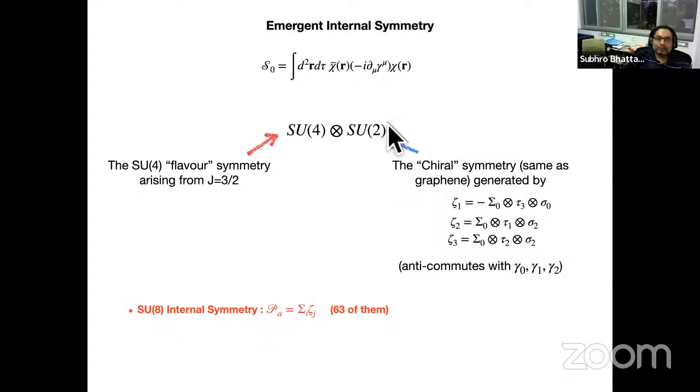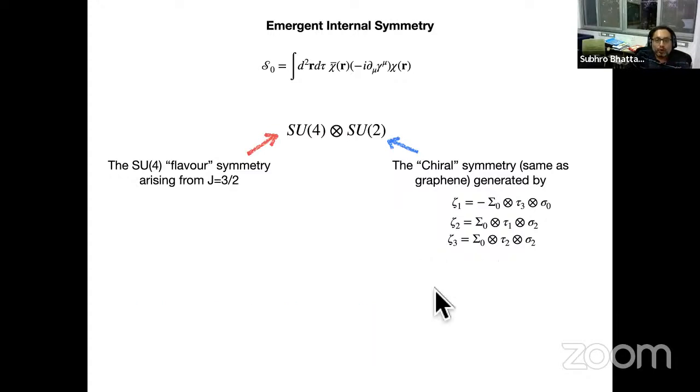But actually the symmetry is much larger than this. One can check that it is not this SU4 cross SU2, but an SU8 symmetry with 63 generators, which can be obtained by taking the direct product of the generators of the SU4 and the SU2. And in addition, there are these emergent Lorentz invariants, etc.